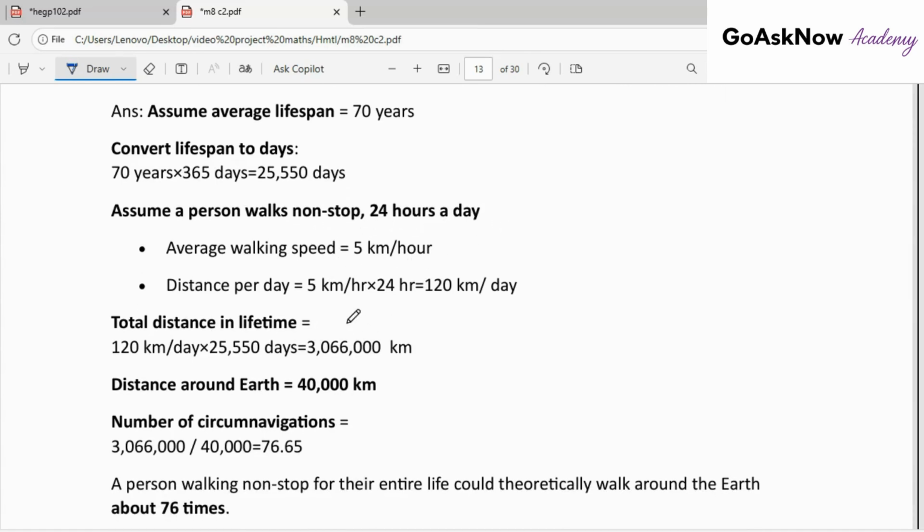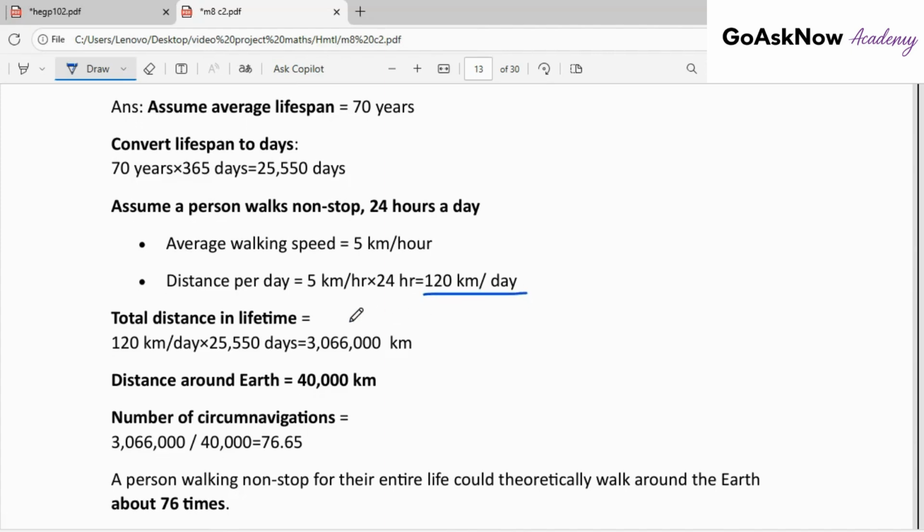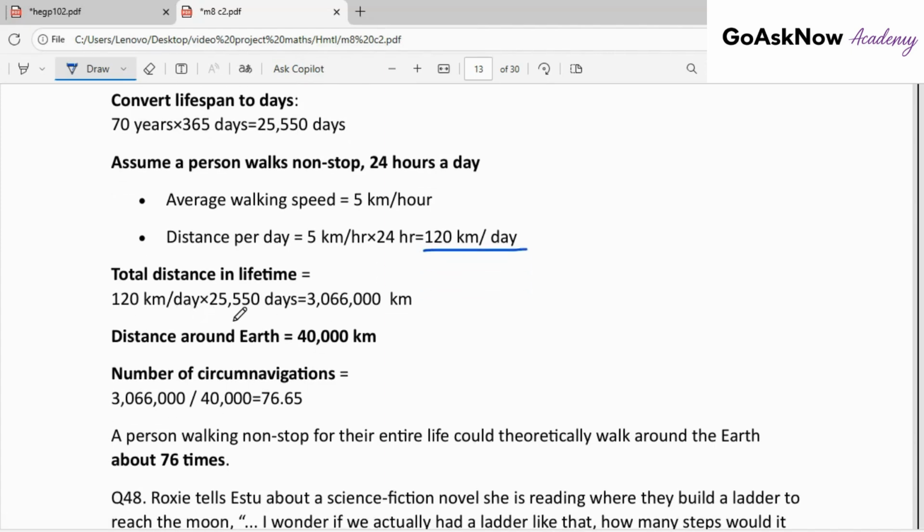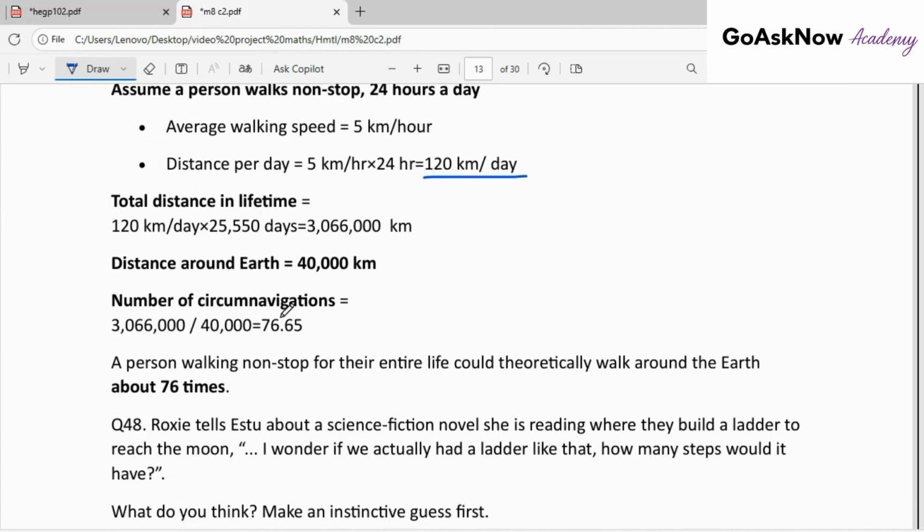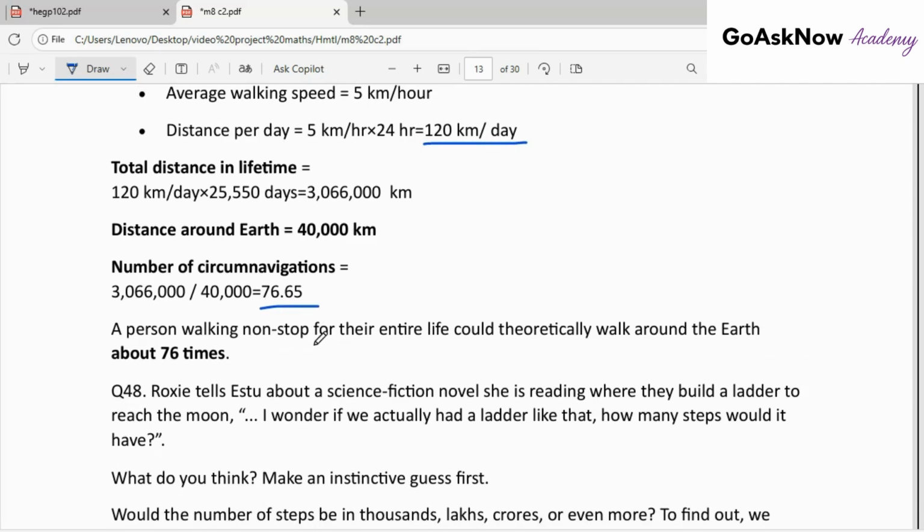5 kilometers per hour into 24 hours is equal to 120 kilometers per day. 120 kilometers per day into 25,550 days is equal to 30 lakh 66,000 kilometers. The distance around the earth is 40,000 kilometers. Number of circumnavigations is 30 lakh 66,000 divided by 40,000, which is 76.65. A person walking non-stop for the entire life could theoretically walk around the earth 76 times.